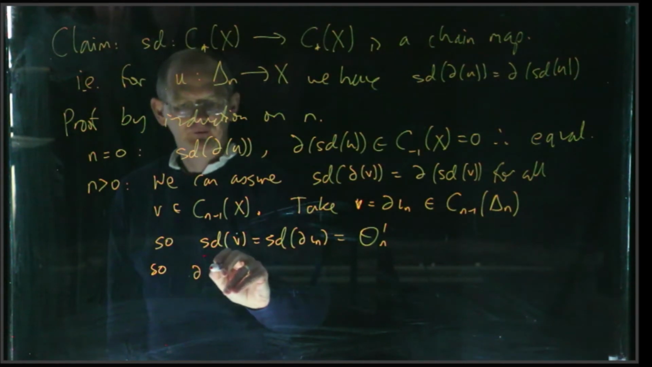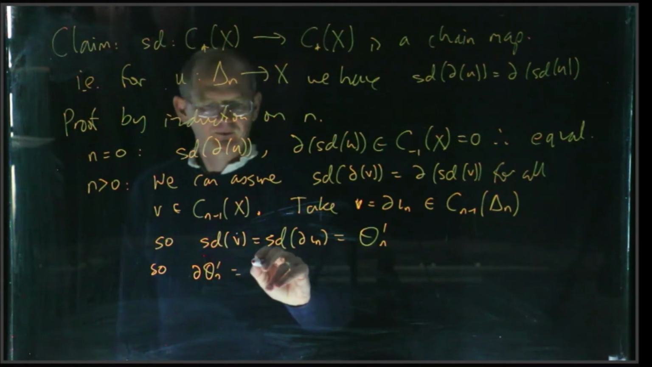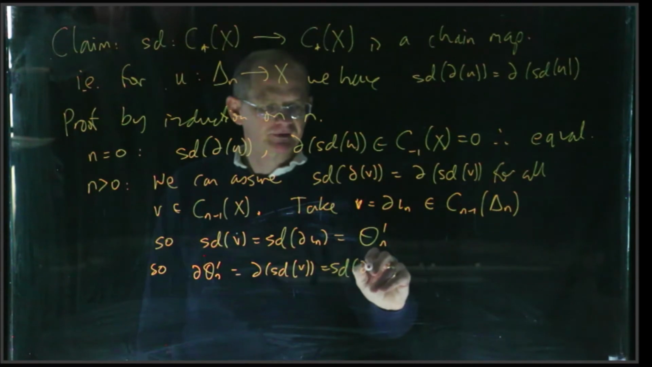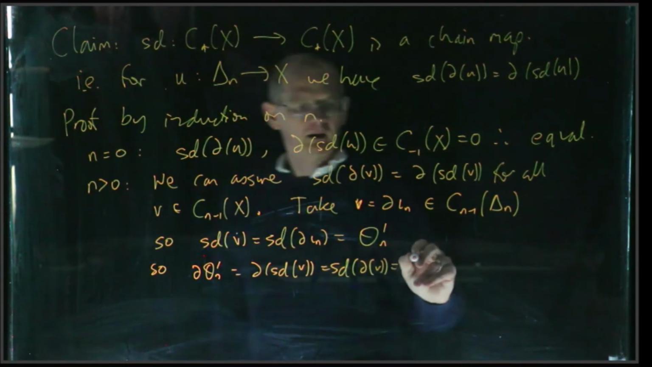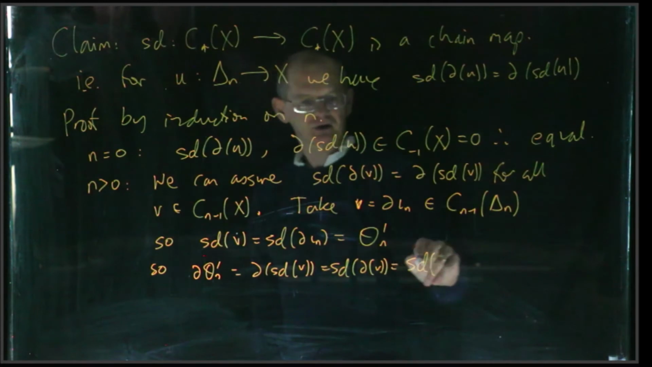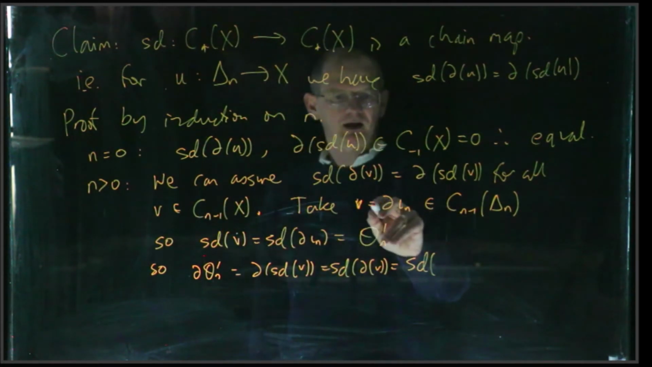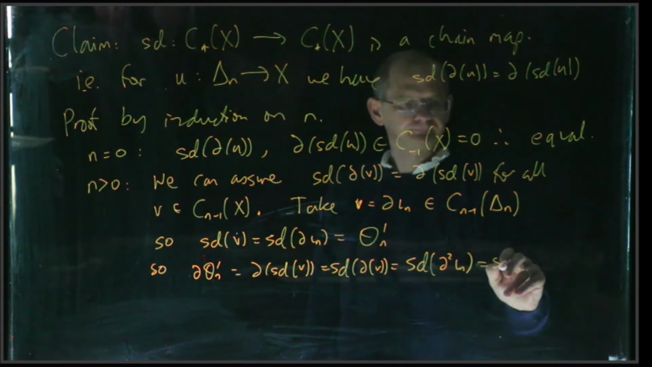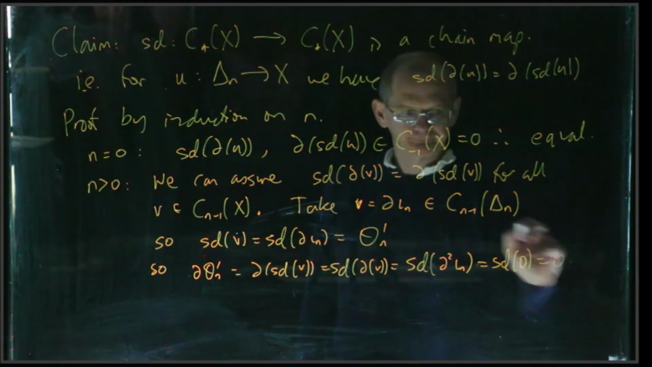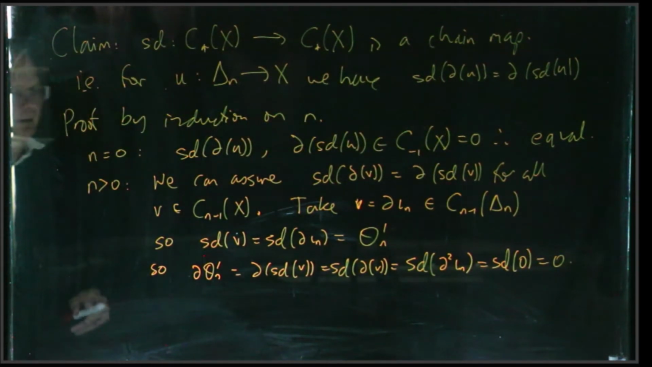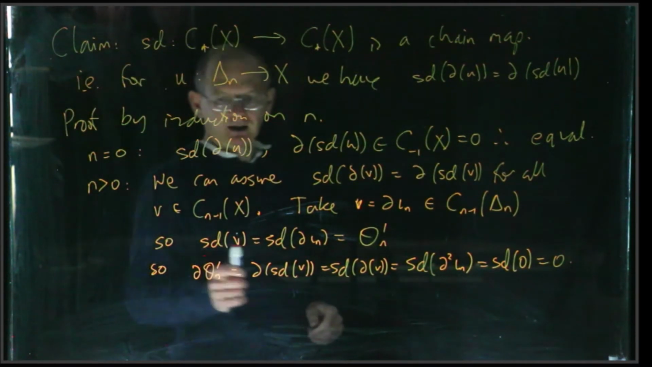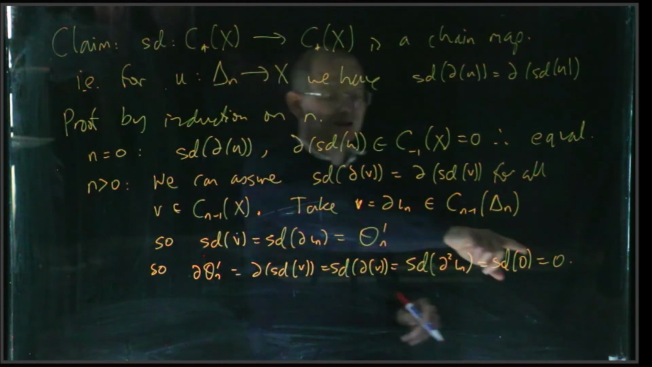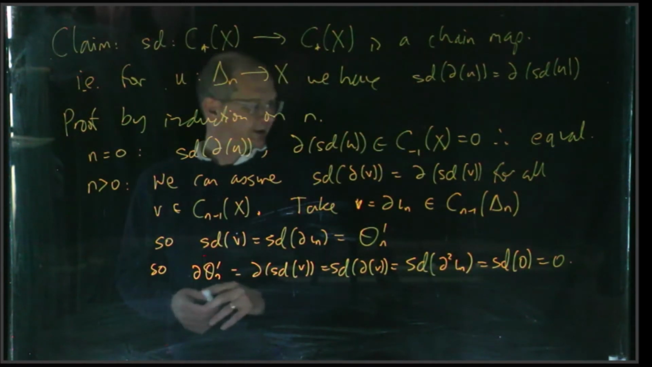if we take the boundary of theta n prime, that's the boundary of the subdivision of V. That's the same thing as the subdivision of the boundary of V, which is the subdivision. Now V, remember, was d iota n, so this is d squared iota n, but d squared is 0. So that's the subdivision of 0, which is 0. Okay. So the subdivision of the boundary of theta n prime is just 0. Okay, so now we're going to apply beta to this.